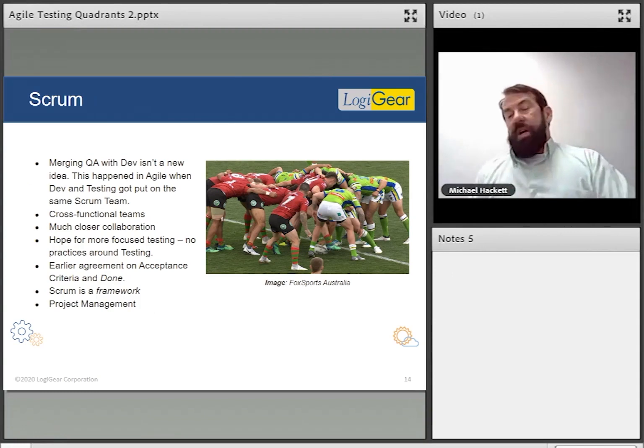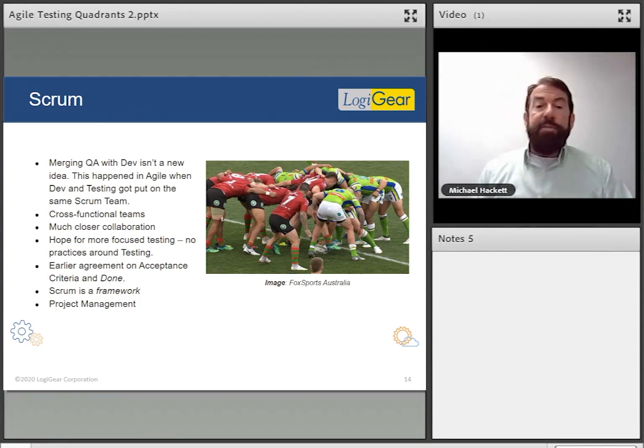Scrum. Scrum is project management, right? Scrum talks about burn down and Scrum masters and sprints and estimating and doing demos and product owners. There's nothing about testing. There's nothing about development in Scrum. Scrum is a project management framework. Scrum is great. Love Scrum.